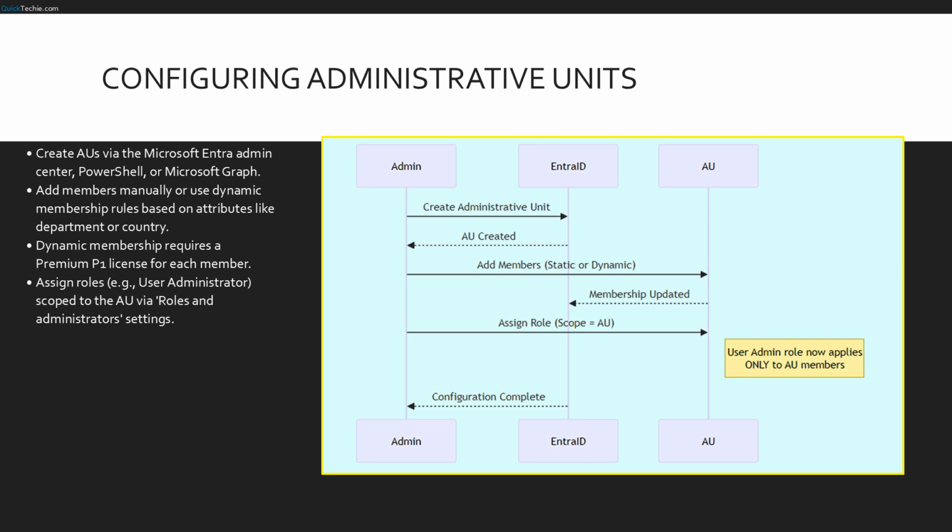This sequence diagram details the configuration lifecycle. First, the admin creates the unit in Entra ID. Next, they add members either statically or via dynamic rules. Finally, the crucial step, assigning a role scoped specifically to that AU. The note emphasizes the result. The assigned role's power is now confined strictly to the members of that AU, completing the secure delegation setup.